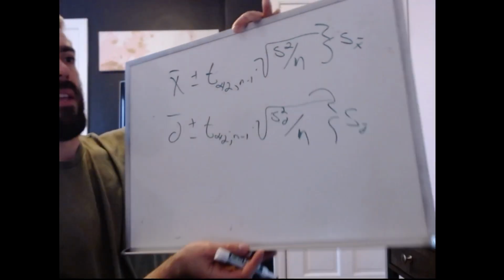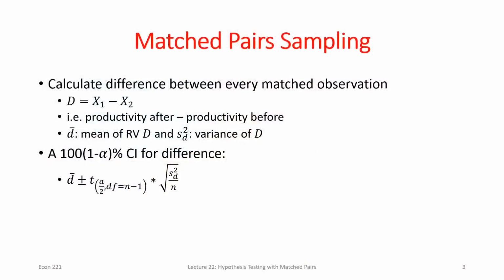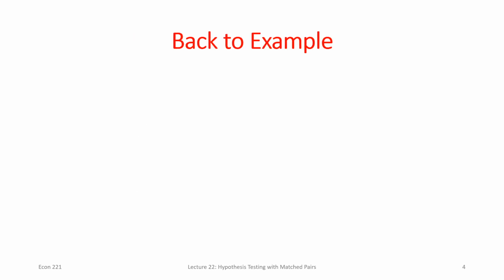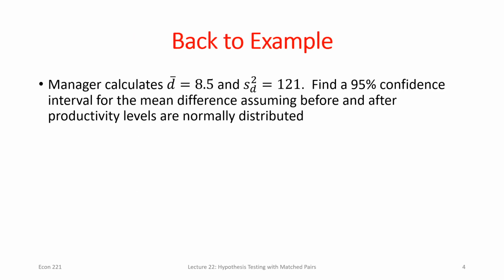Once I create that difference variable, it really is just like we have a one sample mean, one population example. So really nothing a whole lot new here. If we go back to that example, we could construct a confidence interval. We find the before and after for every worker, we find the difference of that, and we take the average. We find the average is 8.5.